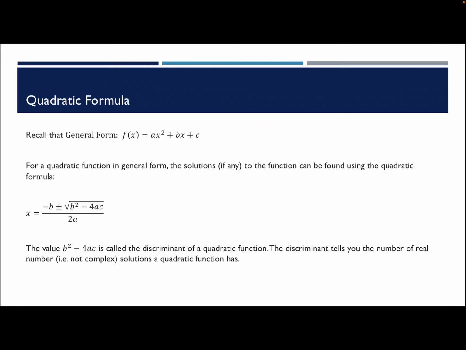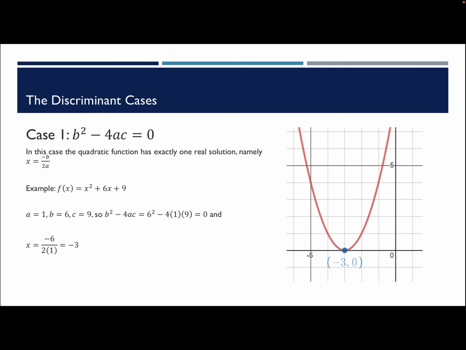So the quadratic formula, remember that if you have the general form for a quadratic, it's ax squared plus bx plus c. And for that, the solutions to the quadratic function can be found using the quadratic formula. We all know this. x equals -b plus or minus the square root of b squared minus 4ac, divided by 2a. And the value b squared minus 4ac is what we call the discriminant. And the discriminant is going to tell you the number of real number solutions that you have for that quadratic function. And when we say real numbers, we just mean that you don't get that i part. There's no imaginary part.